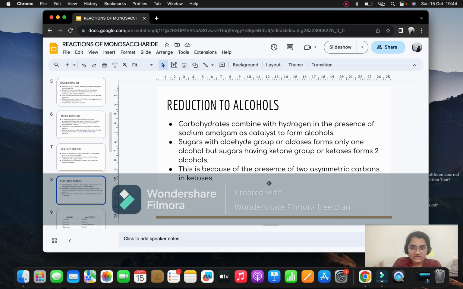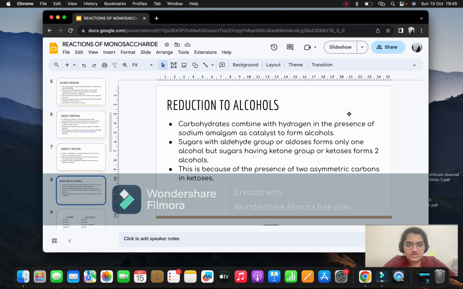Carbohydrates combine with hydrogen in the presence of sodium amalgam to form alcohols. Now sugars with aldehyde groups, called aldoses, will form only one alcohol, but sugars with a ketone group, or ketoses, will form two alcohols. This is because of the presence of two asymmetric carbons in ketoses.